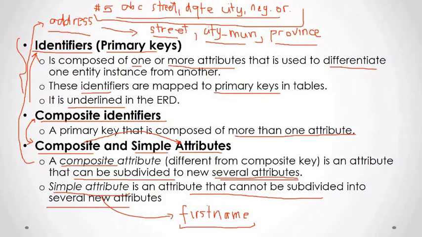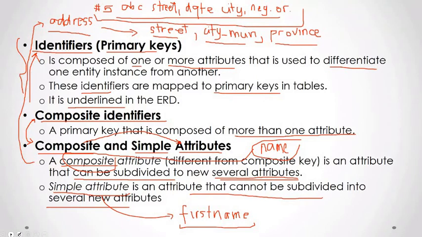But name, this only is a composite. So name is a composite, because you can subdivide name as first name, middle, and last name. But first name, you cannot subdivide it. Okay? So that's the difference between composite and simple.